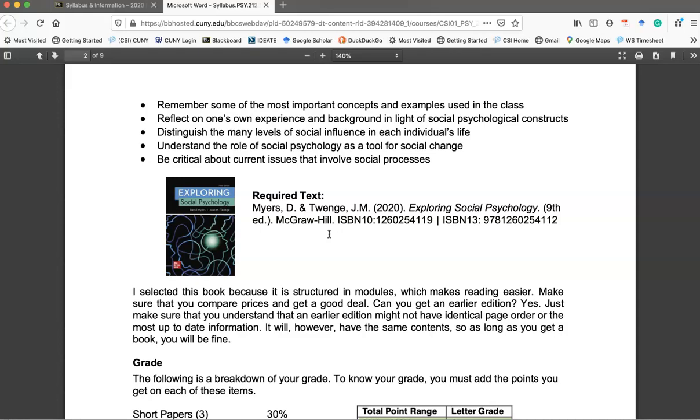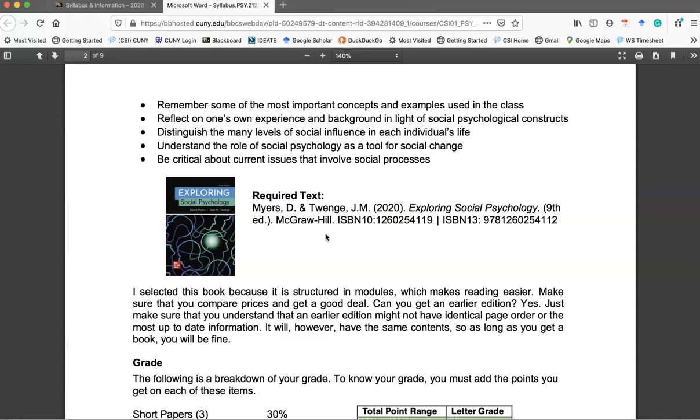So if you take all of these together as a whole, you see that our overarching goal is that you understand that people are social beings, that we affect each other in terms of our behavior, and that being aware of these things will help you be a more thoughtful person, someone who can make better choices for themselves.